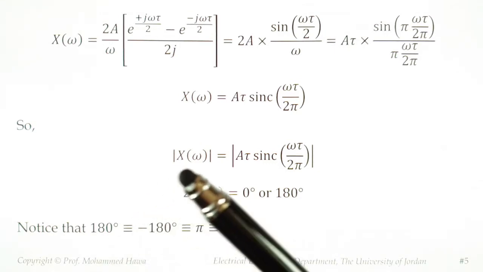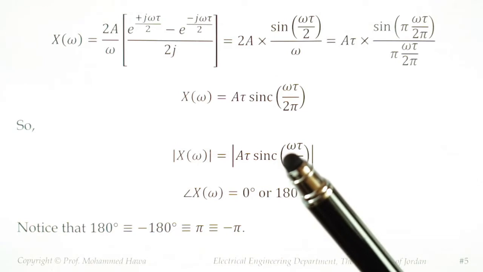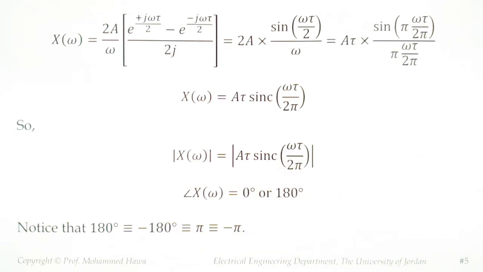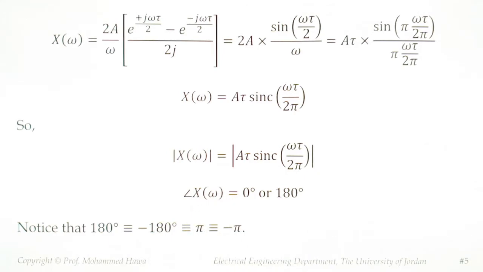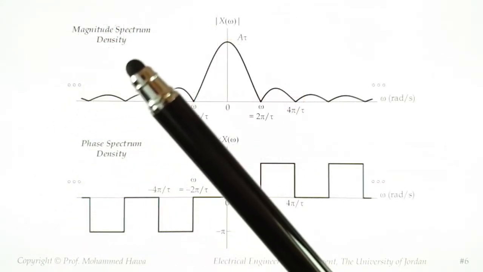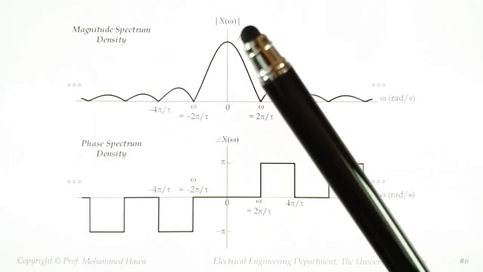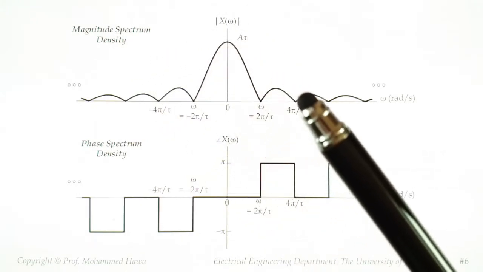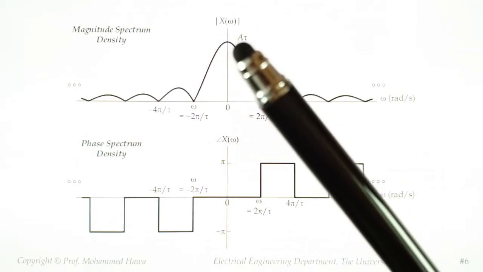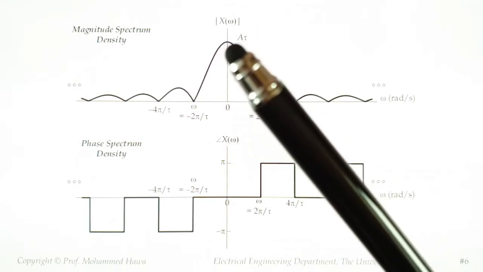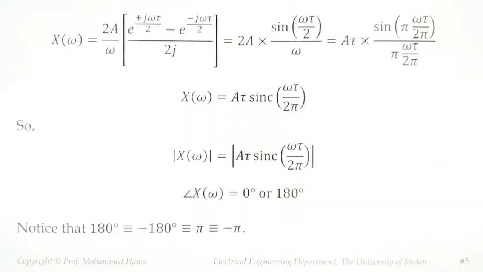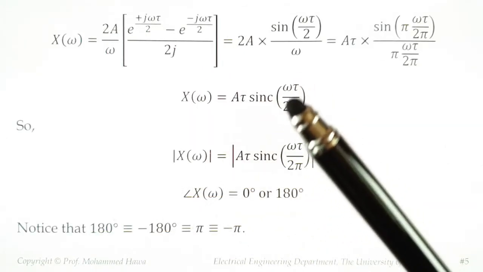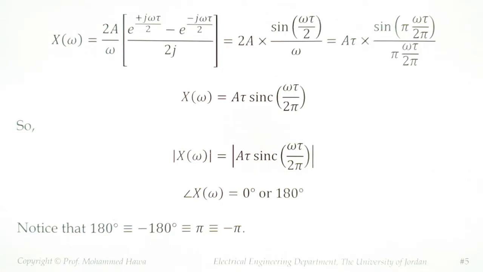If you sketch the magnitude of x of omega versus omega, you're going to get the magnitude spectrum density. And if you sketch the phase of x of omega versus omega, you're going to get the phase spectrum density. This is the magnitude spectrum density, absolute value of x of omega, which is the absolute value of sinc. Notice that the maximum value is a tau, because you have a tau sinc omega tau over 2 pi. And notice that the first null occurs at omega equal 2 pi over tau, because substituting 2 pi over tau for omega here gives you sinc 1, which is the first null of the sinc.